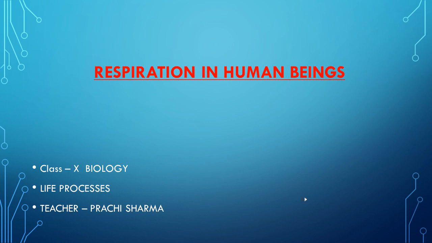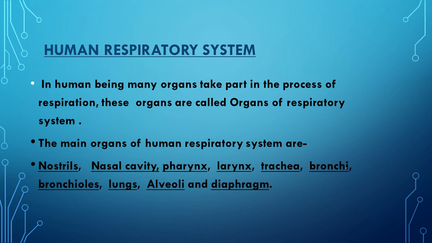Here we start our topic of class 10th biology, that is respiration in human beings. Let's start. In human beings, many organs take part in the process of respiration and we call them organs of the respiratory system. The main organs of the human respiratory system are nostrils, nasal cavity, pharynx, larynx, trachea, bronchi, bronchioles, lungs, alveoli and diaphragm. Let's see the arrangement of these organs in the respiratory system.